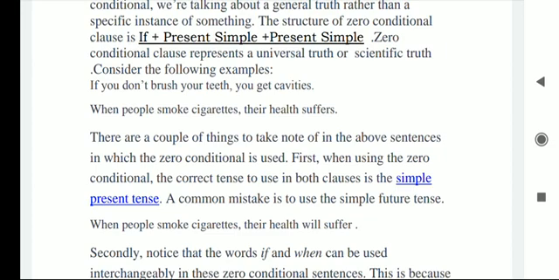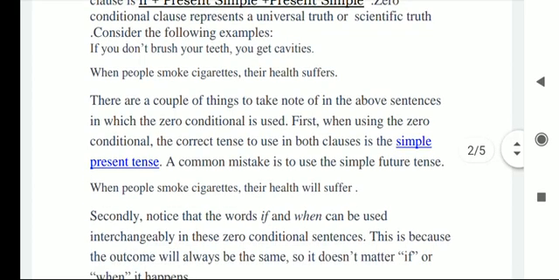A common mistake is to use the simple future tense. Sometimes we make a mistake, that is, we use the simple future tense. So, a common mistake is to use simple future tense: when people smoke cigarettes, their health will suffer.